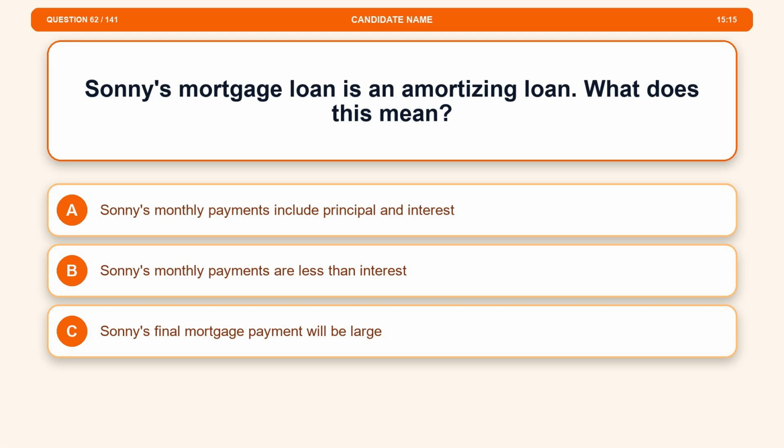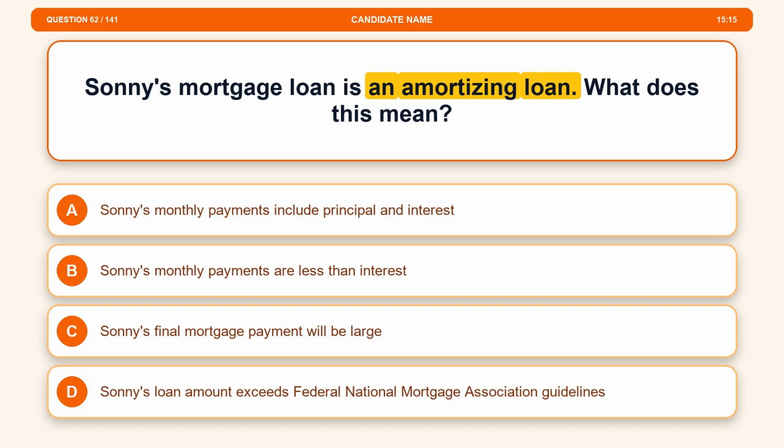Question 62. Sam's mortgage loan is an amortizing loan. What does this mean? Option A. Sam's monthly payments include principal and interest. Option B. Sam's monthly payments are less than interest. Option C. Sam's final mortgage payment will be large. Option D. Sam's loan amount exceeds Federal National Mortgage Association guidelines.